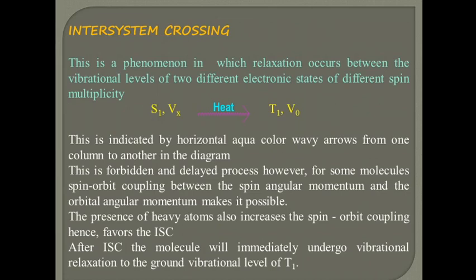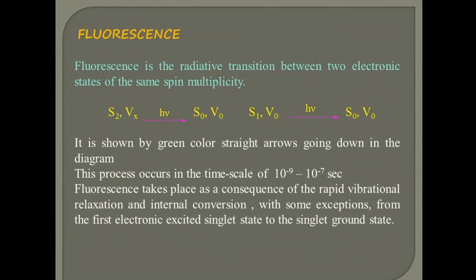This is a forbidden process. For some molecules, spin-orbit coupling between spin angular momentum and orbital angular momentum makes it possible. After intersystem crossing, the molecule will immediately undergo vibrational relaxation to the ground vibrational level of T1.